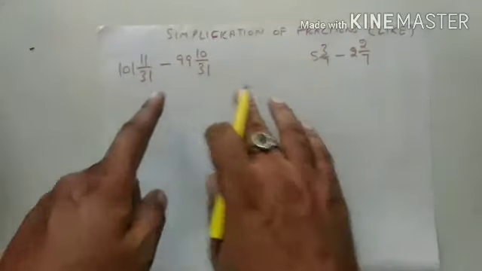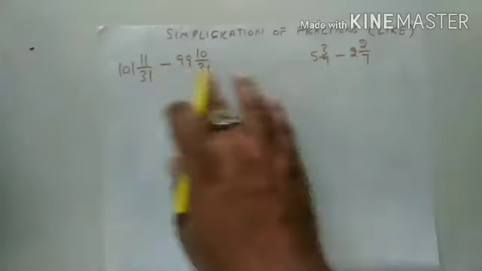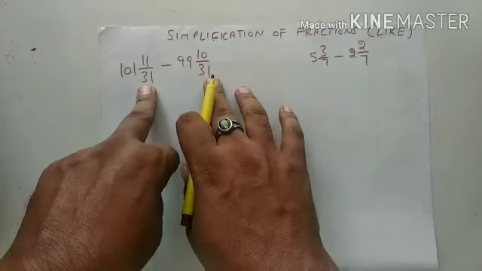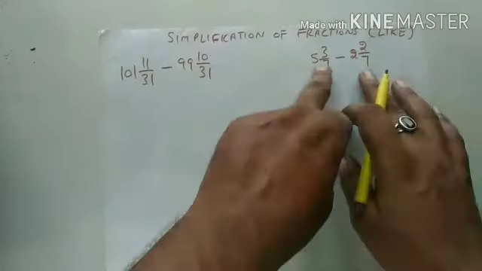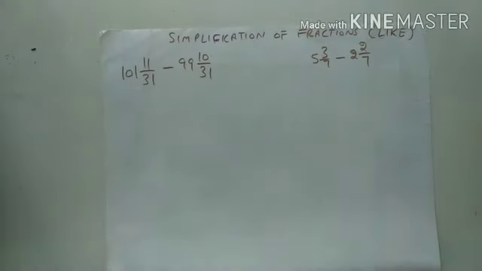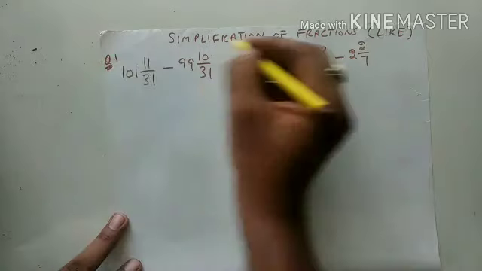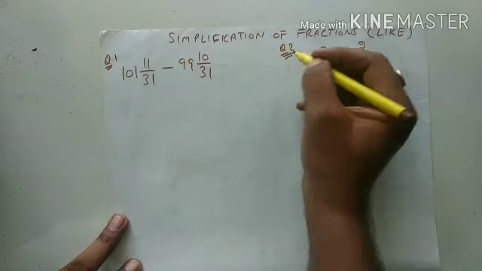Now we are going to solve the chapter fraction simplification question. Here the mixed fractions are there and these are like mixed fractions. Okay, it means in both the cases denominators are same. Here and here you can see. Now I am going to solve this question. Here this is question number 1 and this is question number 2.